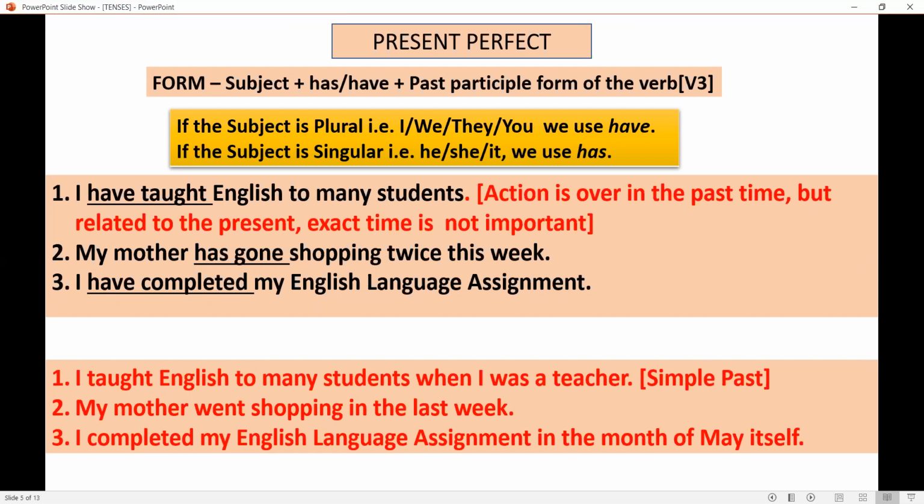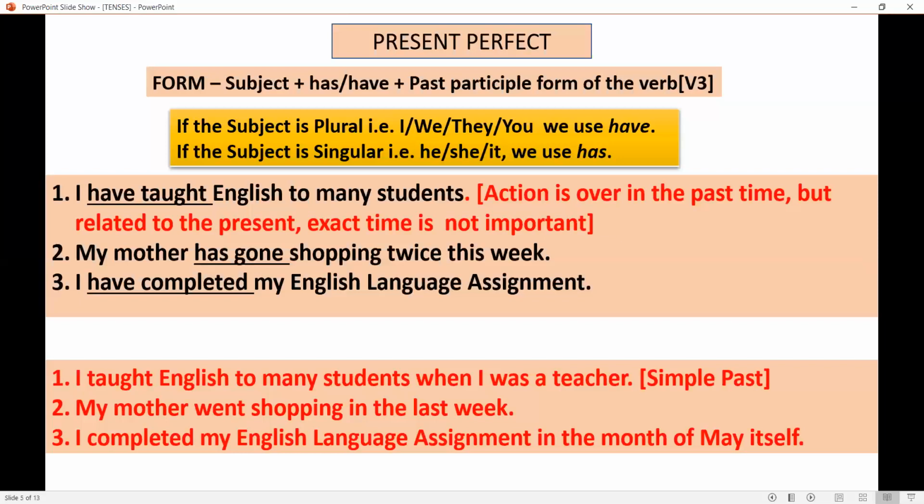Another example is, I have completed my English language assignment. Here also the time is not referred. Okay, time is not mentioned. Now, the common mistake everyone commits here is that sometimes they will tend to use simple past tense here. I taught English to many students. So if you are referring to a specific time in the past, then you can use simple past.